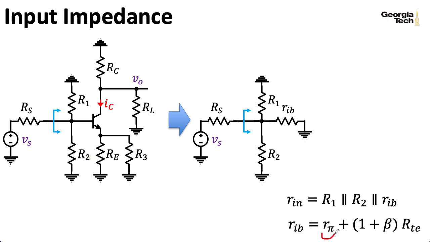So R pi by itself might not be very big, but whatever the resistance seen on the other side of the emitter is, that gets magnified by this 1 plus beta term. So that helps our input impedance. Now, one other important thing to point out is notice that none of the stuff on the collector side shows up in this formula. So fortunately, although the output impedance does depend on what's happening out here at the input, the input impedance doesn't depend on what's happening at the output, which helps your mind be at peace when analyzing these circuits.